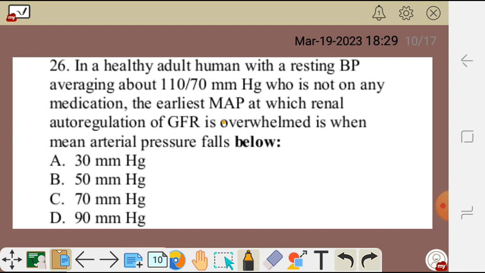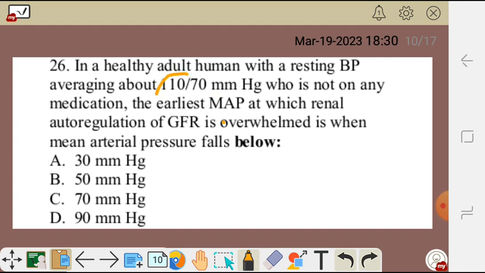90 millimeter mercury. So at which earliest mean arterial pressure will autoregulation of GFR be overwhelmed? Remember, autoregulation is maintained between 110 and 70 in this individual. So if it falls below 70, then the autoregulation will be overwhelmed. We will need extra regulators to come in and bring that mean arterial pressure or BP to come to normal.